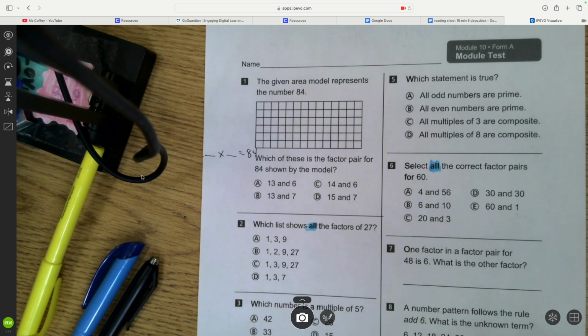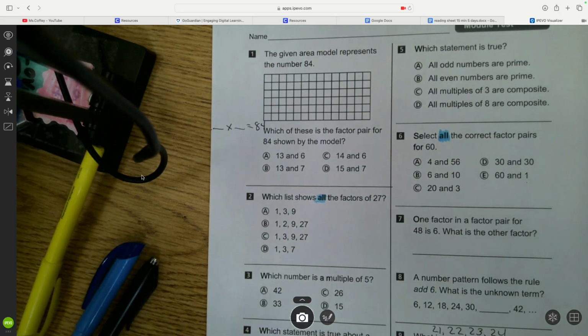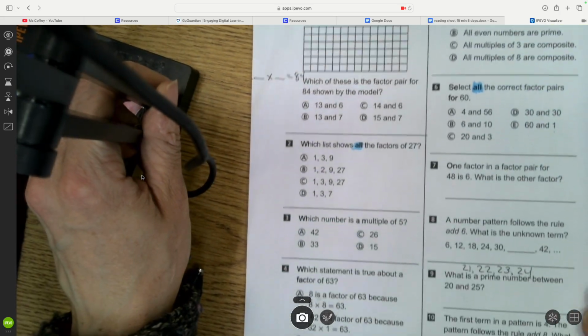All right, but listen, it's a quick video because I didn't solve anything. So for homework today, you have to do this whole worksheet.